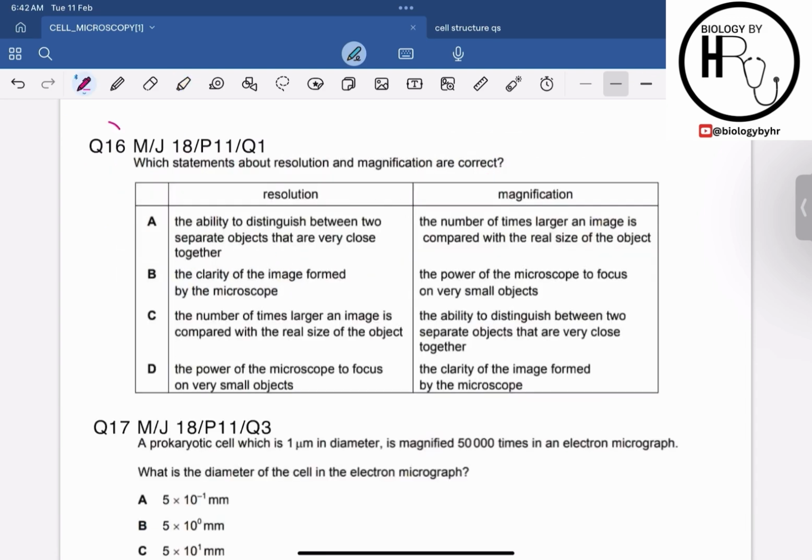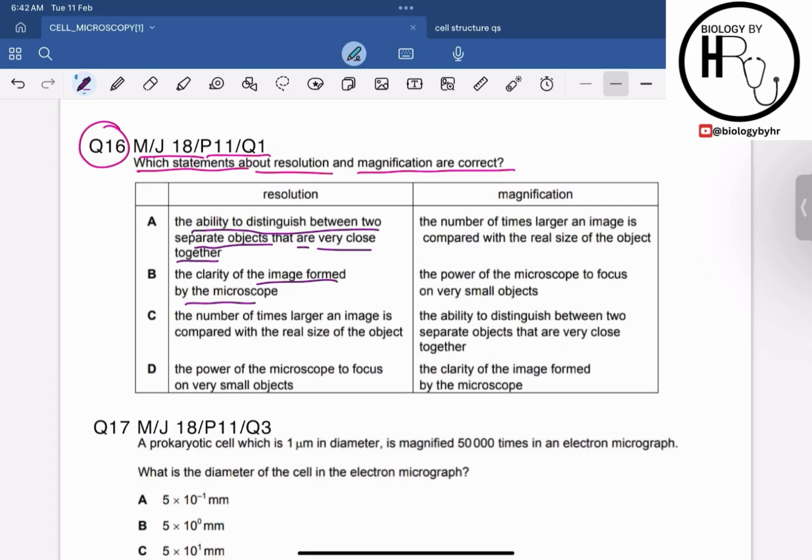Alright, now let's move on to question 16, which is from May June 18, paper 1 question 1. It says which statements about resolution and magnification are correct. We know the definition of resolution is the ability to distinguish between two separate objects that are very close together, right? It can also be the clarity of the image formed by the microscope, but we have to see the definition of magnification as well.